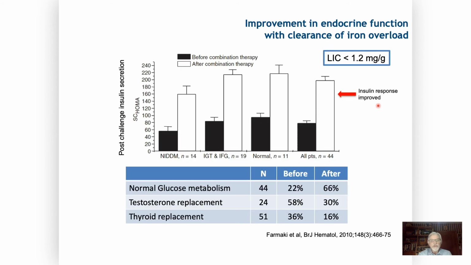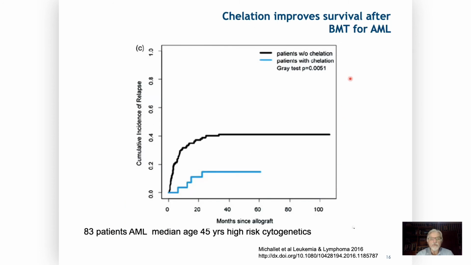If we look at endocrine function, here you see these bars, the white bars are insulin secretion. In patients who've had their liver irons drop down into the normal range, less than 1.2 milligrams per gram dry weight, if we look in the bottom panel, 66% afterwards have normal glucose metabolism. 30% still require testosterone replacement compared to 60% before. And thyroid replacement is only required in 16% compared to 36% before removing the iron. So their endocrine function can improve.